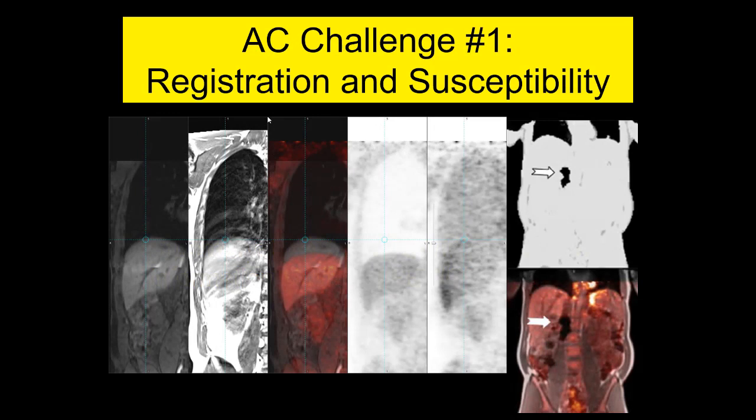But some of the issues to think about. One is registration. When you acquire attenuation correction Dixon-based MR images, you're acquiring it as a breath hold. The PET information is acquired in free breathing. So you need to be able to still register the attenuation correction information to the PET information. And if you don't do that well, you get these kind of registration artifacts.